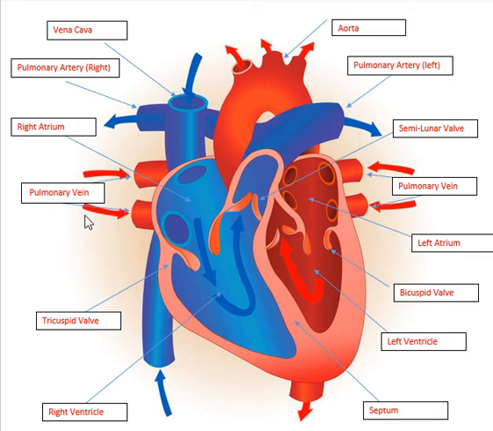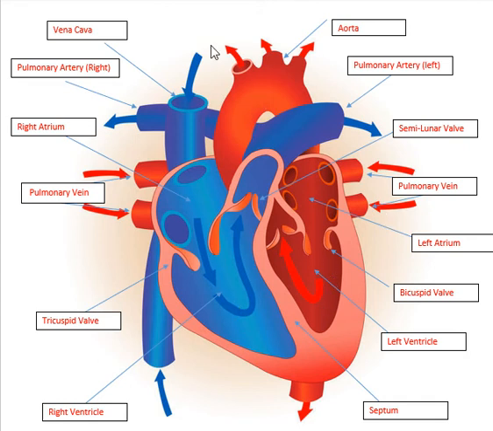The chambers of the heart: it has 4 chambers. So 1, 2, 3, 4. The upper chambers are called atrium. So we have the right atrium and the left atrium. And the bottom 2 chambers are ventricles. So the right ventricle and the left ventricle.